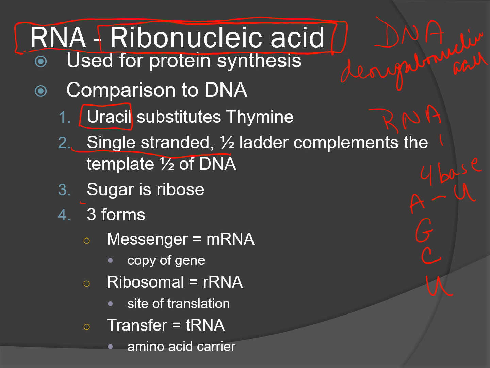The third difference is that the sugar is not deoxyribose, which is the sugar in the nucleotides in DNA, but ribose, which is very similar. So it's ribonucleic acid. It still has nucleotides that have a phosphate, a sugar, and a base. The sugar is different, and one of the bases is different. There are 3 different forms of RNA, but I'm not going to talk about them now. I'll talk about them as we go through the process and how the 3 different forms are used, and I think it'll be less confusing if we do it that way.